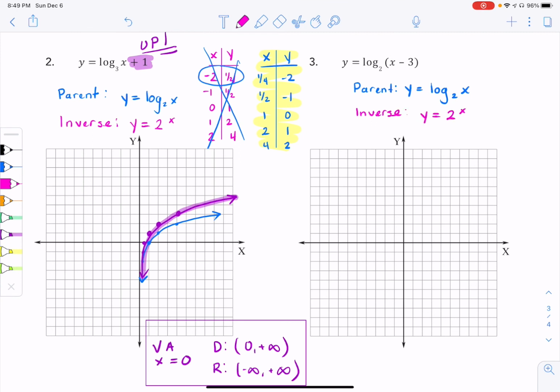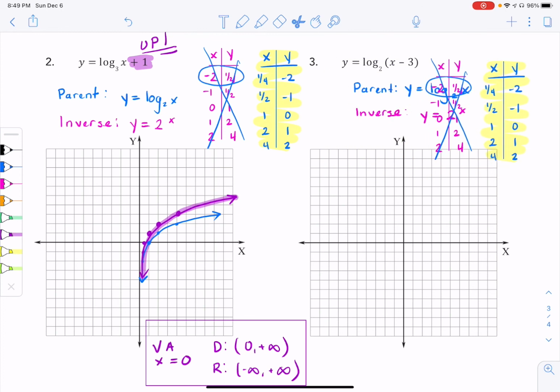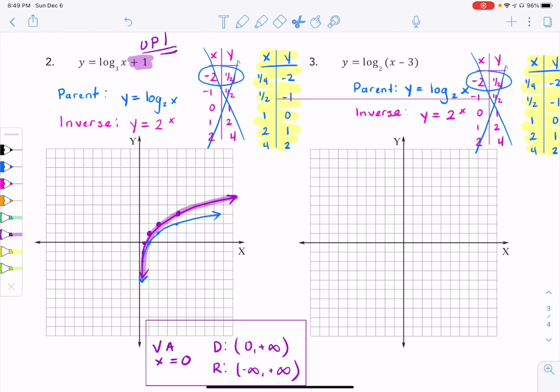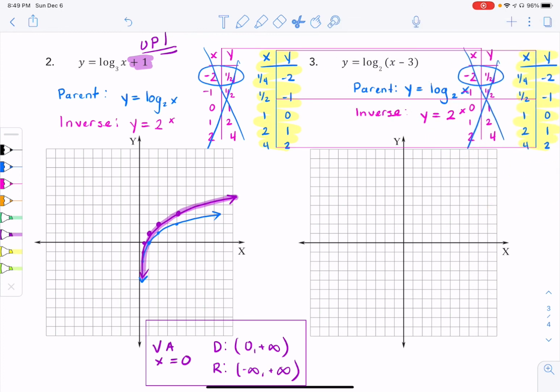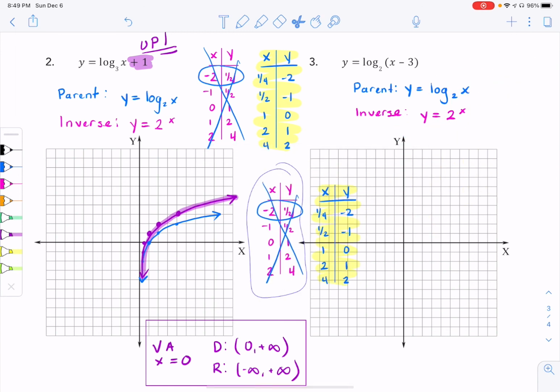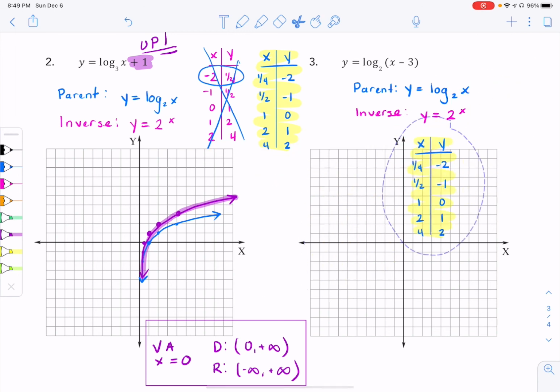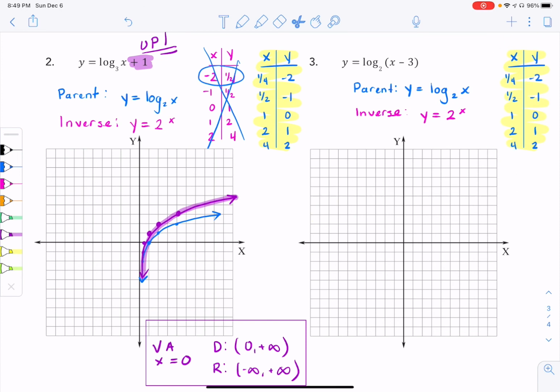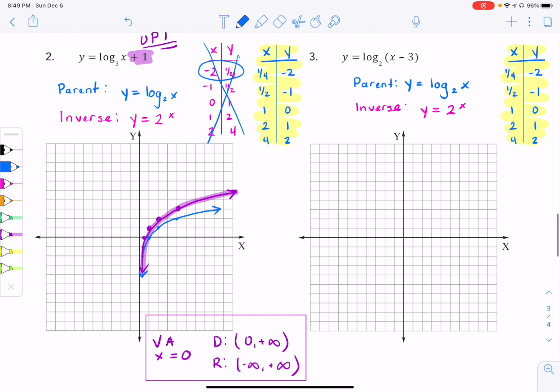Now, just to save us some time in the video, I'm going to copy my table of values, which I found in number 2, and bring these over here for number 3. Actually, you know what? I don't even think I need this. We already found these values, so we're using the same ones that we found in number 2. I'm going to go ahead and graph my parent function at 1/4, -2, 1/2, -1, 1, 0, 2, 1, 4, 2.